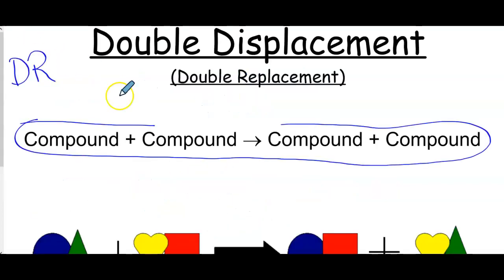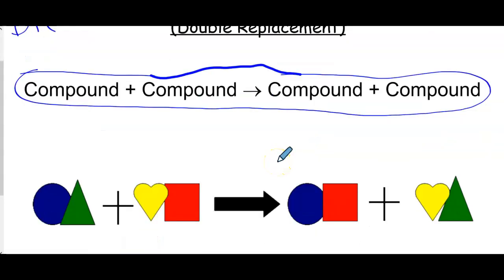Double replacement is our next one. Notice there's going to be compound plus compound going to compound plus compound. I like to say this is a do-si-do. So if you notice here, we have circle and triangle and heart and square, and then the backs switch places. So triangle and square traded partners, they do-si-doed. That's called a double replacement.